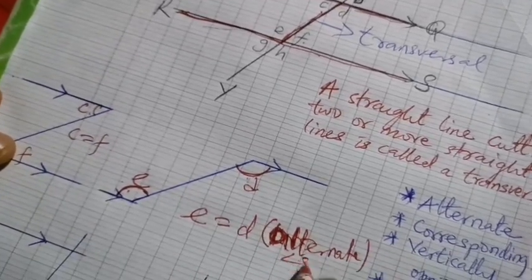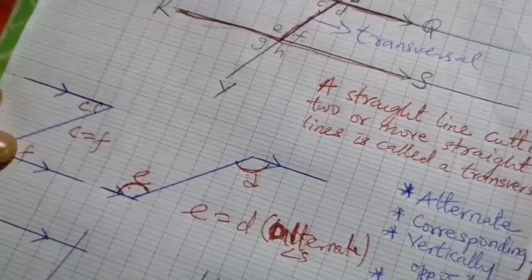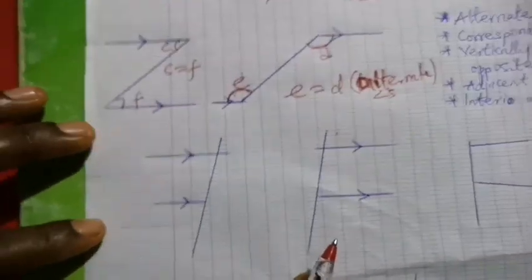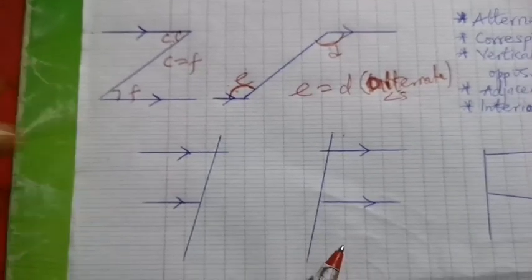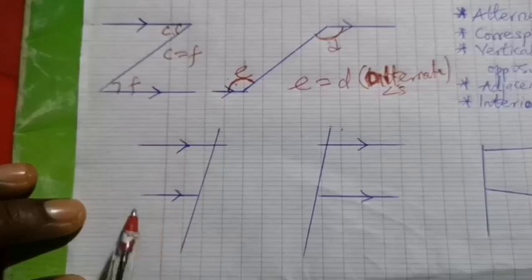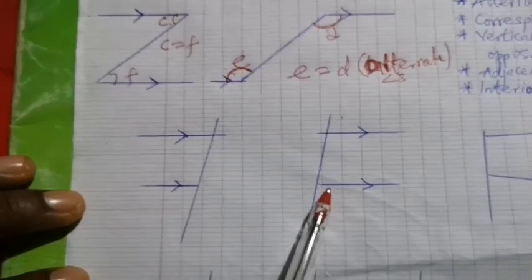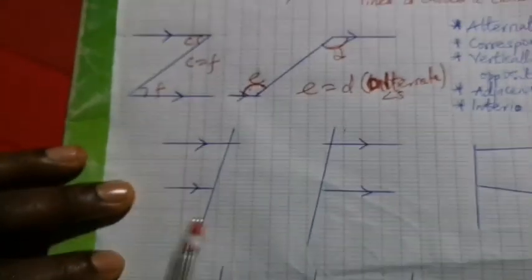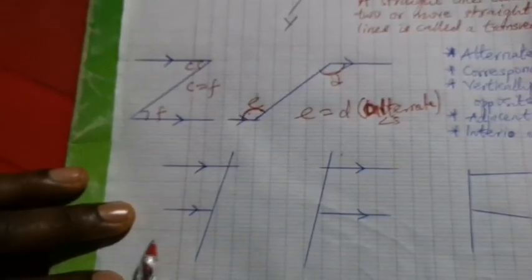So alternate angles are equal. Now let's go to the next one, corresponding angles. Now corresponding angles, we normally use something like an F shape when we have two parallel lines. But when we have three parallel lines, then we can have something like an E shape.